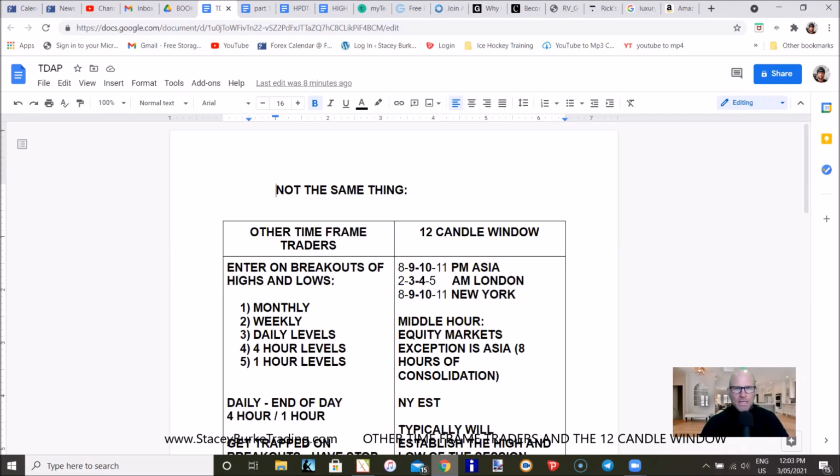That was not replacing the high probability time frames of the 12 candle window, which, again, coming back to our 3-hour Asian window, 8 to 11 p.m., 2 to 5 a.m. for London, and 8 to 11 a.m. for New York, all times New York Eastern Standard Time, is our high probability targeting time frame for when the middle hour of those 3-hour windows is the equity market opens. Obviously, Asia being the exception, it has a slightly different behavior.